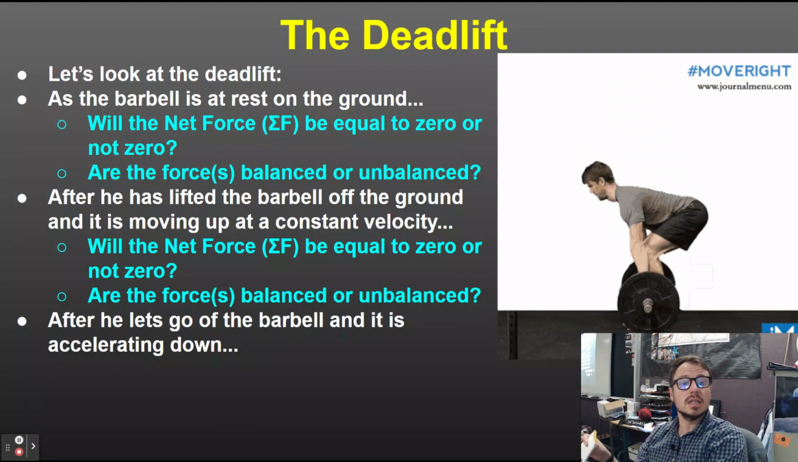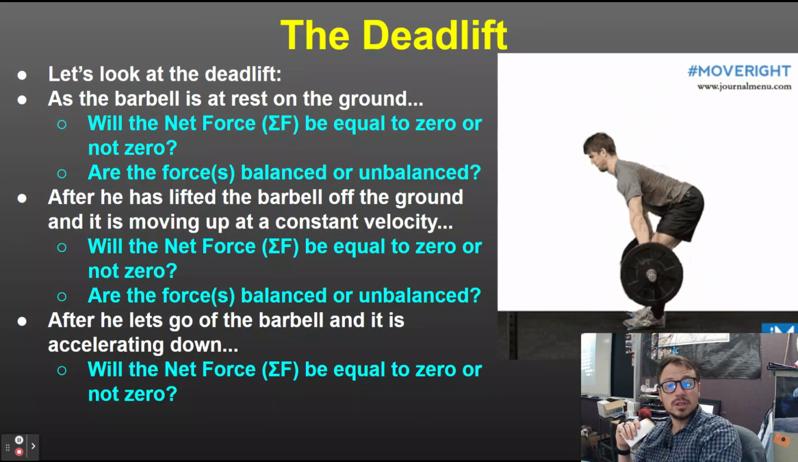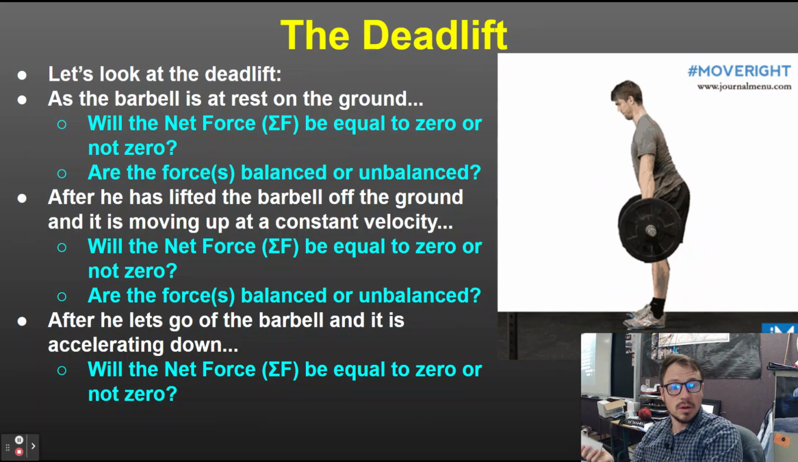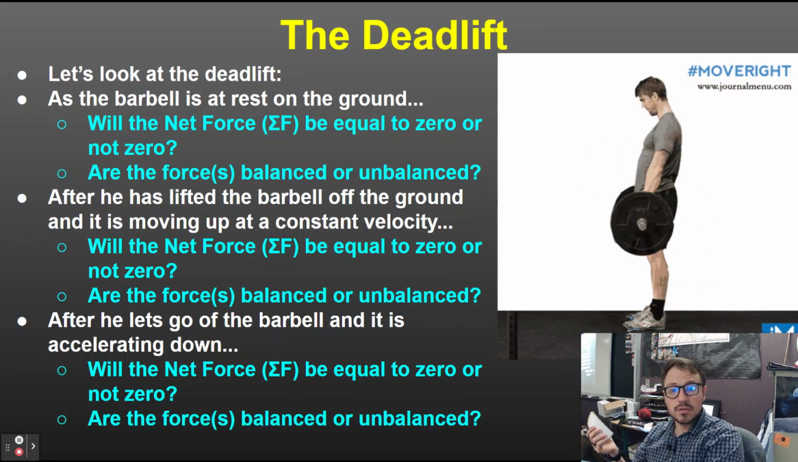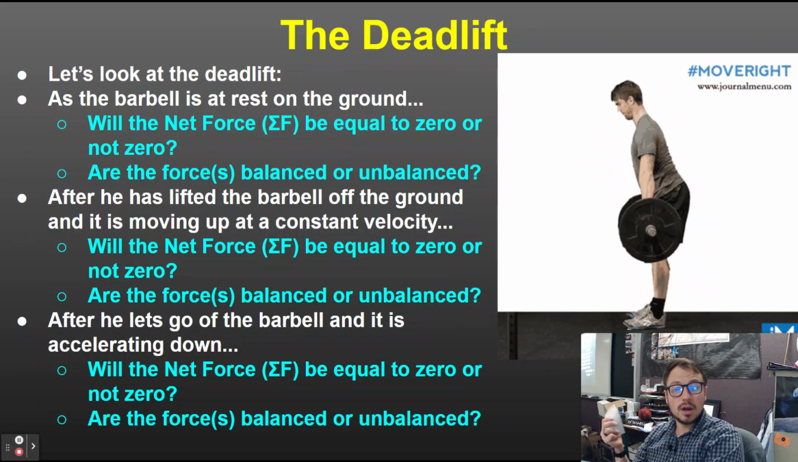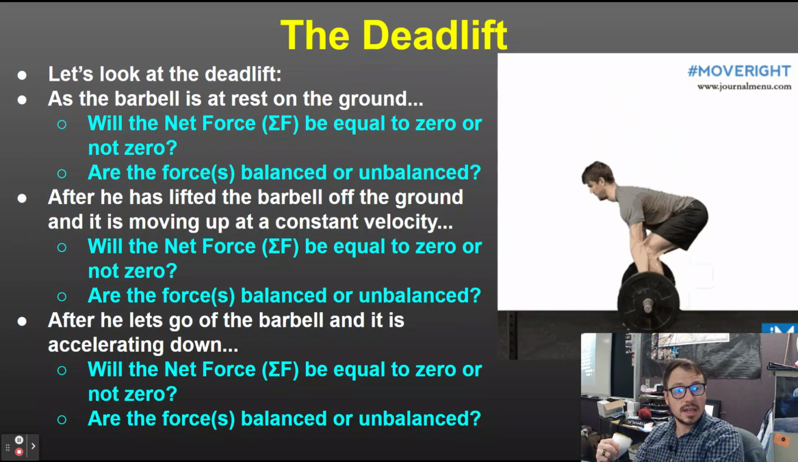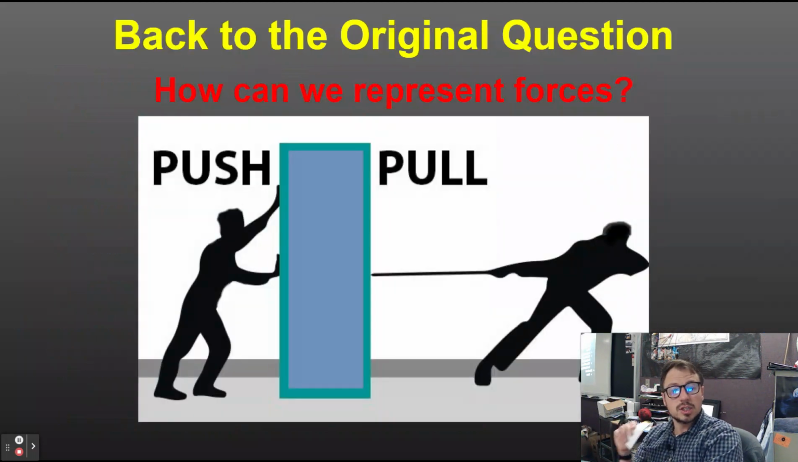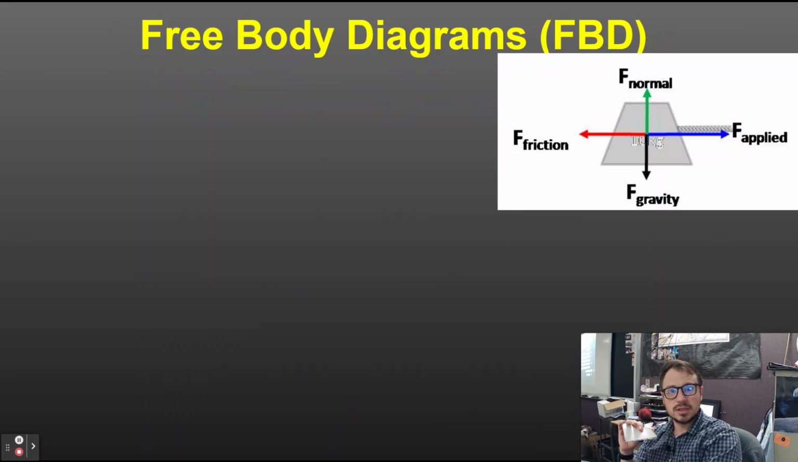Now, once he lets go of the barbell and it's falling down, the net force is going to be not 0. It's not 0 because the forces are going to be unbalanced. That object is accelerating down. That barbell is accelerating.